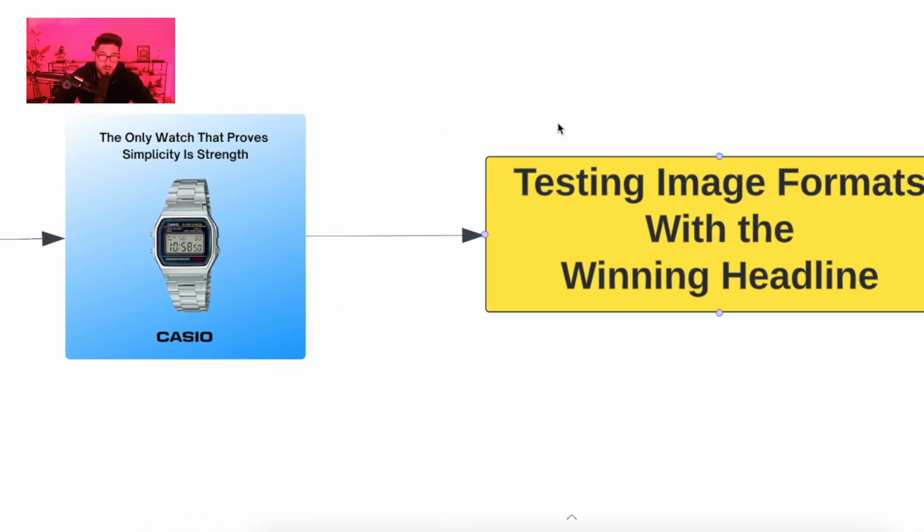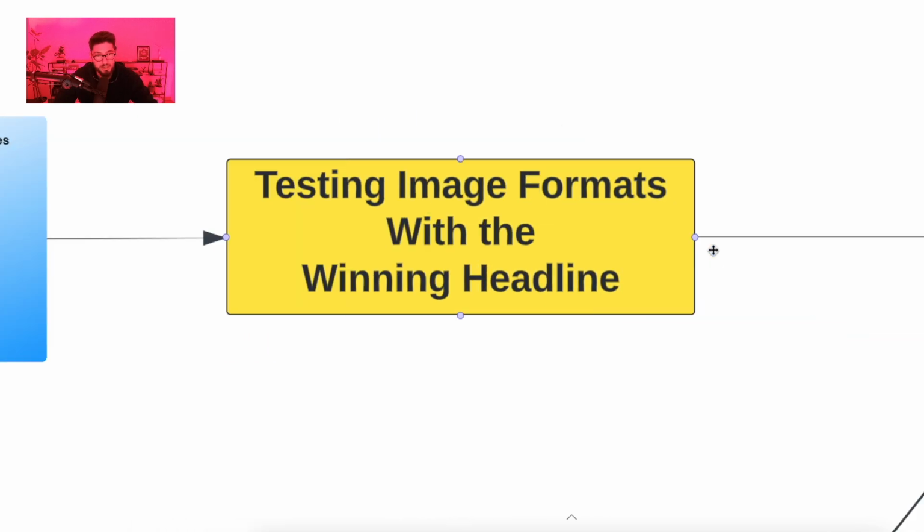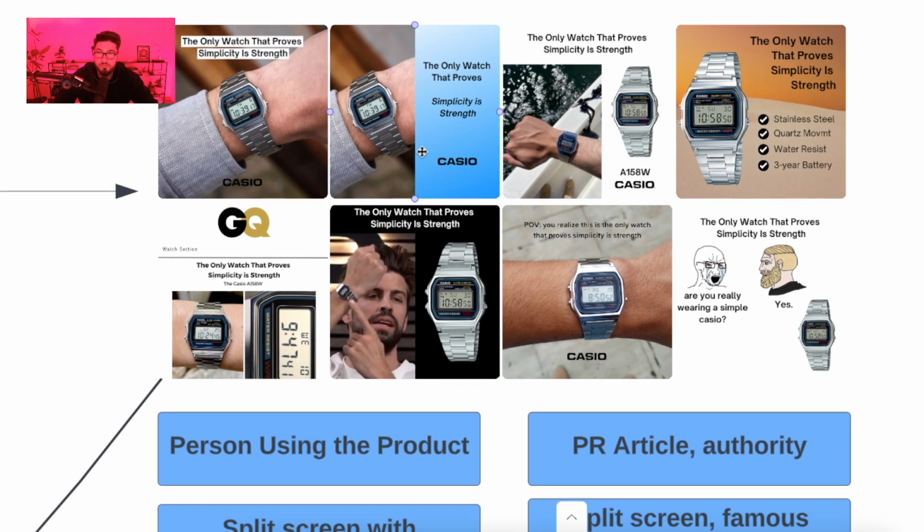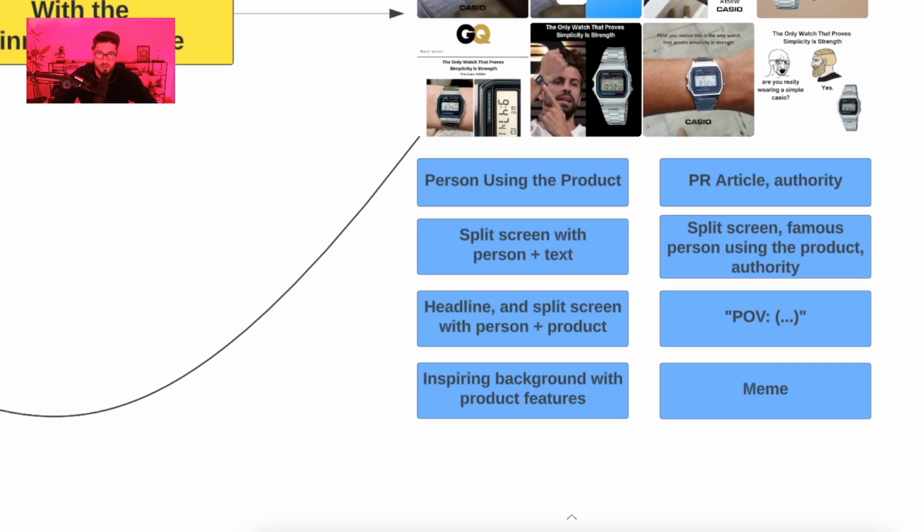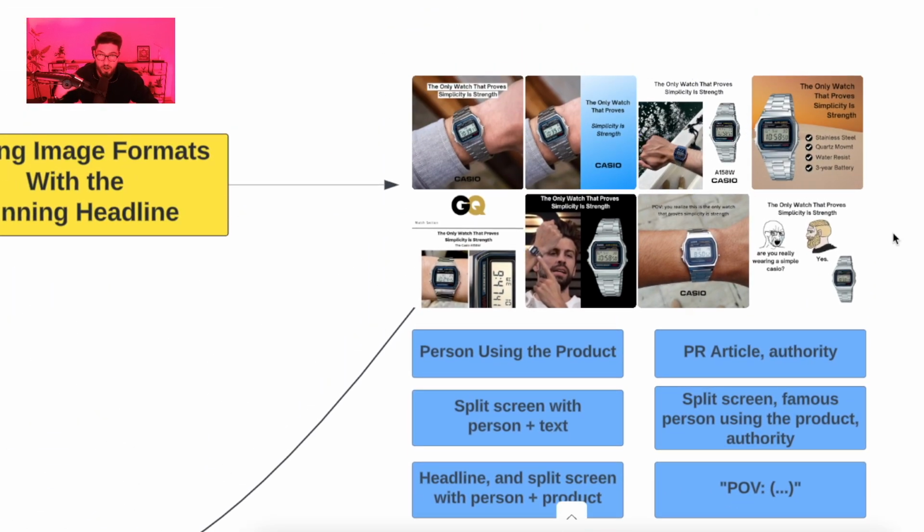Okay, so now I want to test image formats with the winning headline. And this is what I do, right? So kind of user-generated content, split screen with more UGC with the headline in here and a picture of the product, features, article, a famous person wearing my watch, football player, POV, so more organic. POV, you realize this is the only watch that proves simplicity is strength. Meme. So I'm testing, what do people react to? And then I've got all of these ad formats, which is very fast to create and very fast to test.